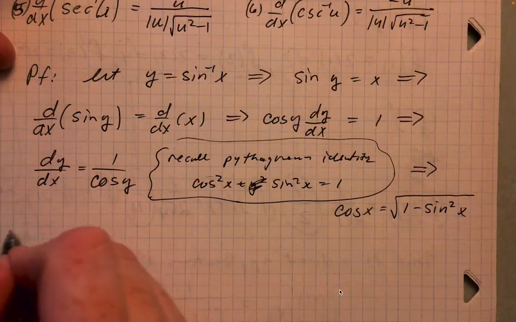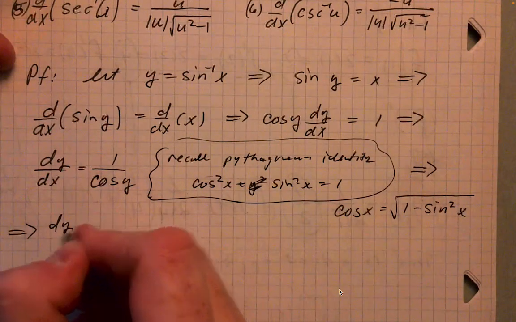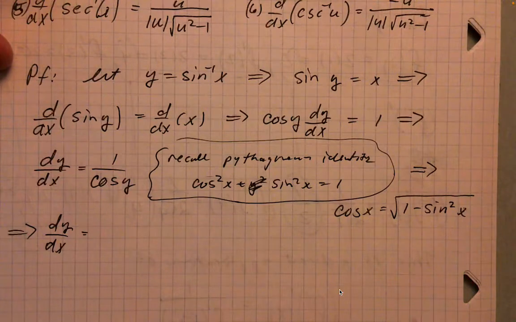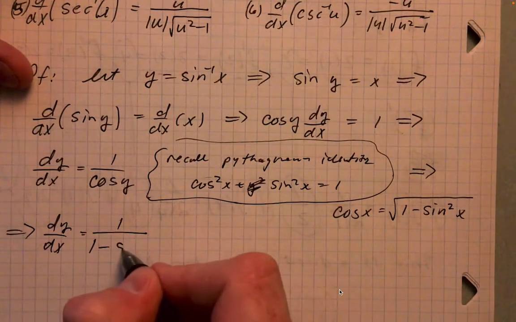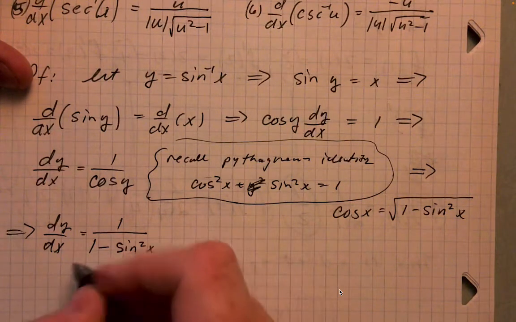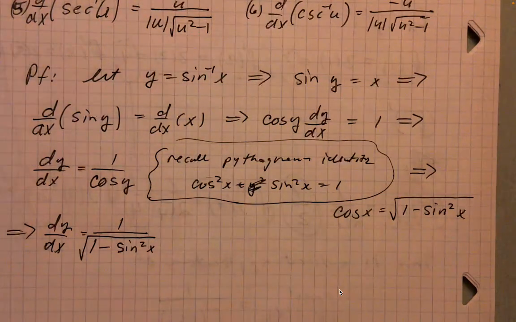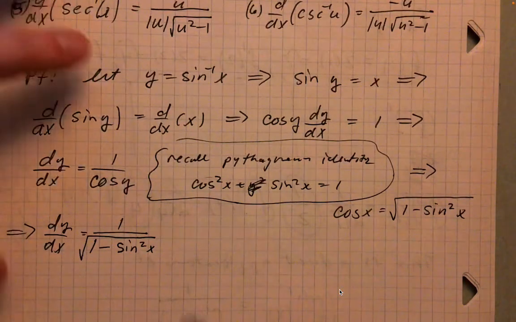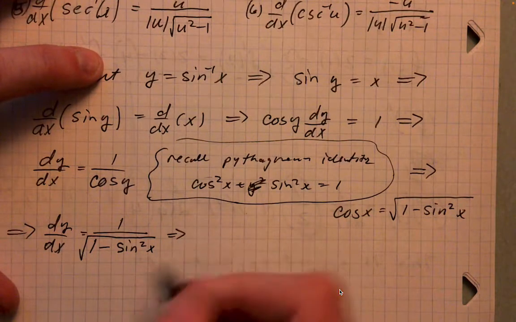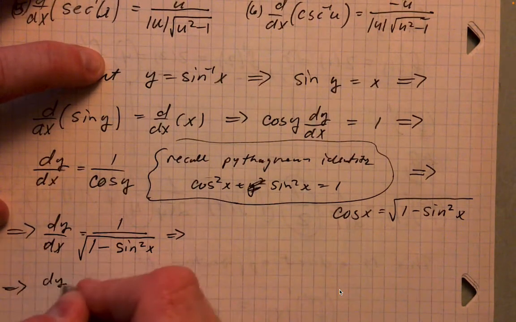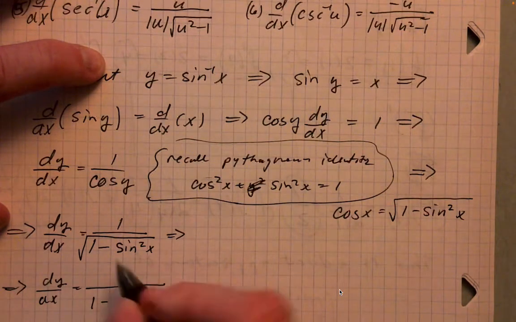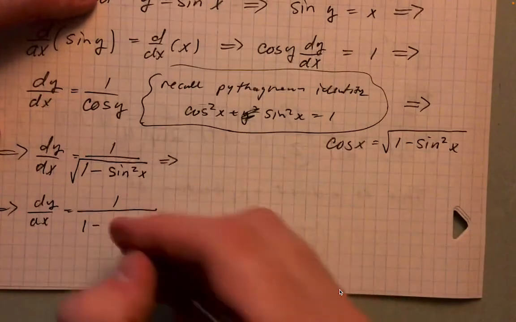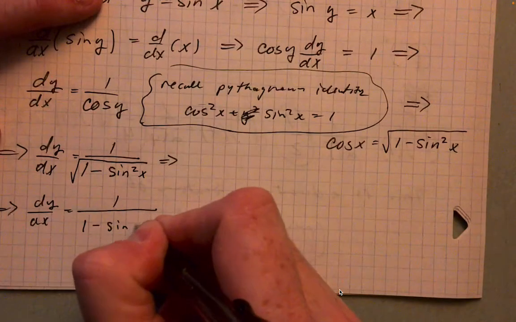Okay, and so dy dx equals 1 over cos y, which is the same as 1 over the square root of 1 minus sine squared, just plugging that value in. And I think it's instructive, let me go to a new line here. dy dx equals 1. And it's useful to think of sine squared in this form sometimes.